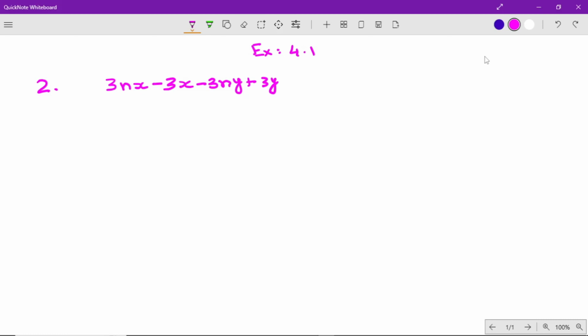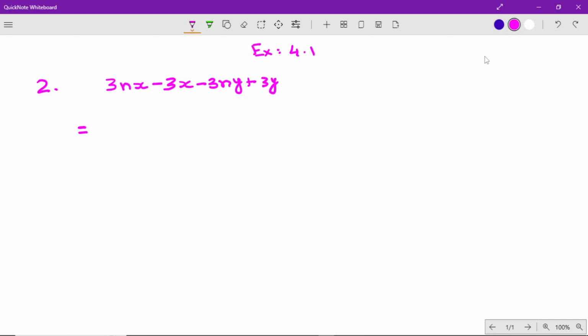Okay, so this is the question in which we have 4 terms. Question number 2, 3nx minus 3x minus 3ny plus 3y. So you see there are 4 terms. This is term 1, this is 2, this is 3, and this is 4. So if we have 4 terms in factorization, what will you do?